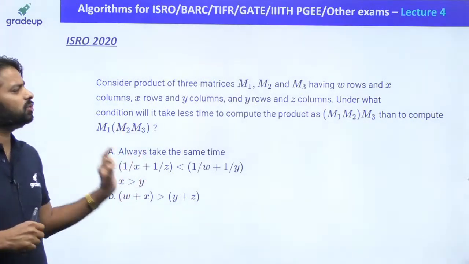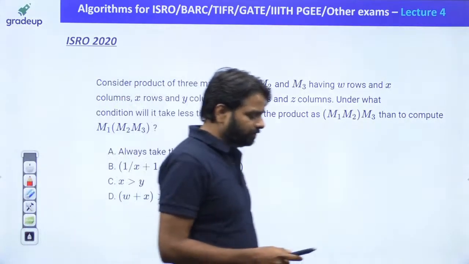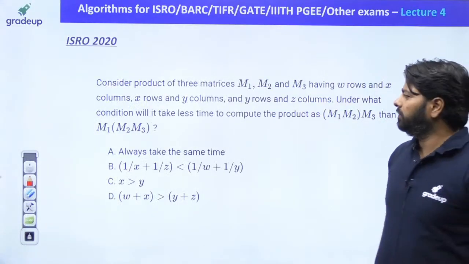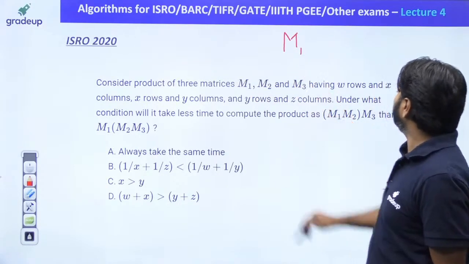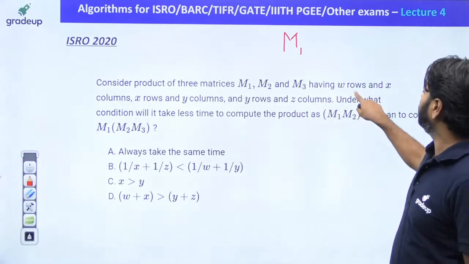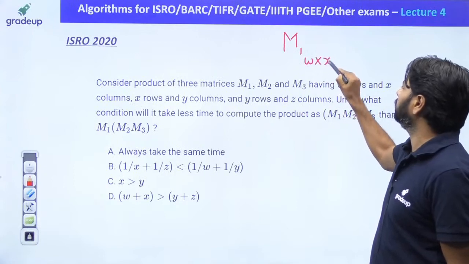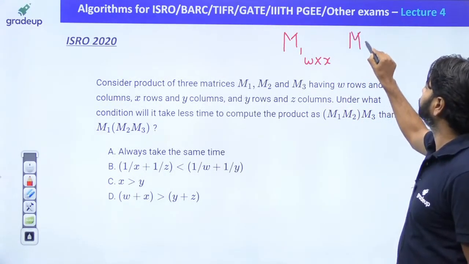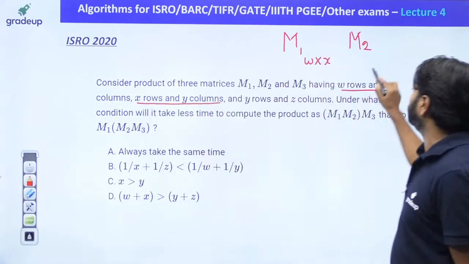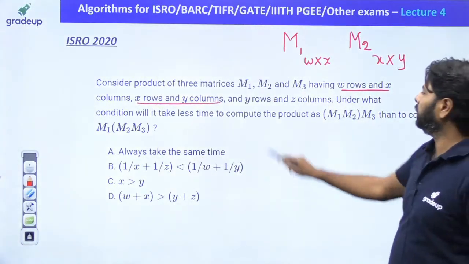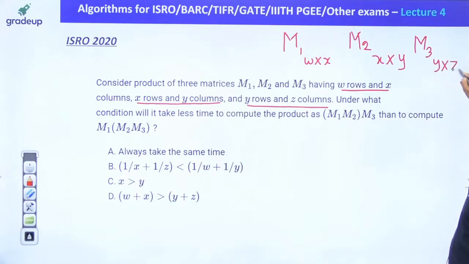Everything they are giving in the question, you just need to follow. What is M1? They have given the order of M1: W rows and X columns. And what is M2? X rows and Y columns, this is X cross Y. And what is M3? Y rows and Z columns.